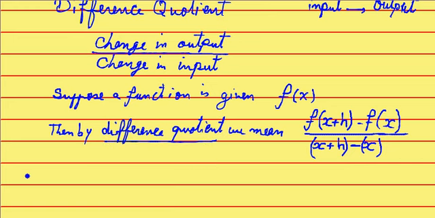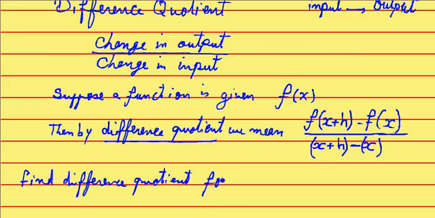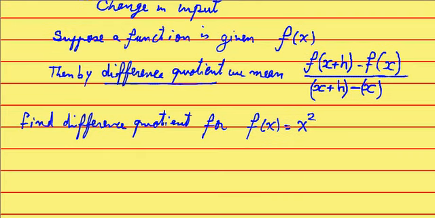So let's do the following. Find the difference quotient for f of x is equal to, say, x squared. Well, what are the ingredients I need here? Really, the main one is just f of x plus h. Let's go ahead. f of x plus h.